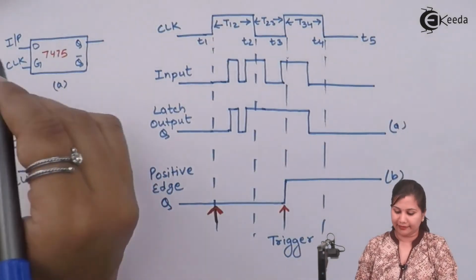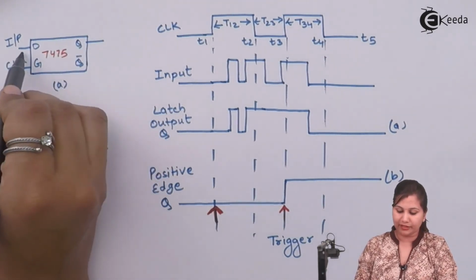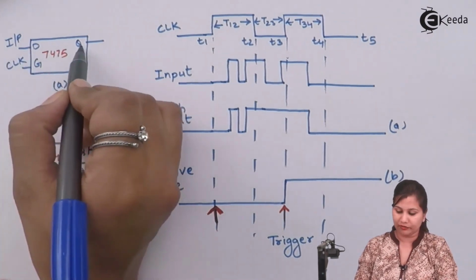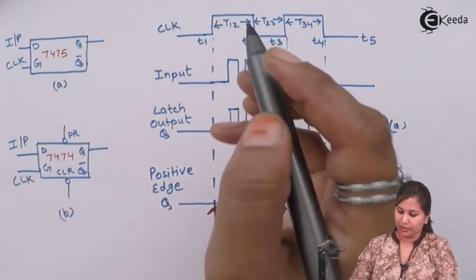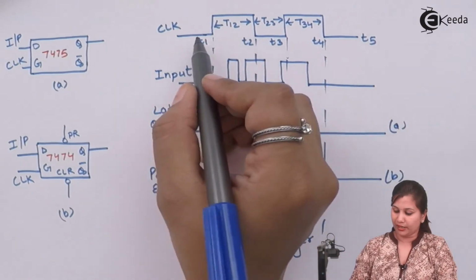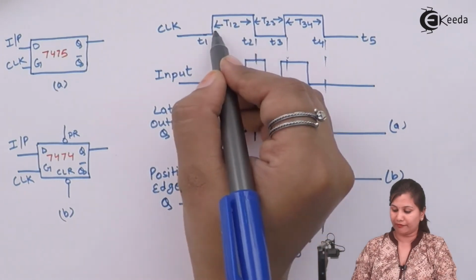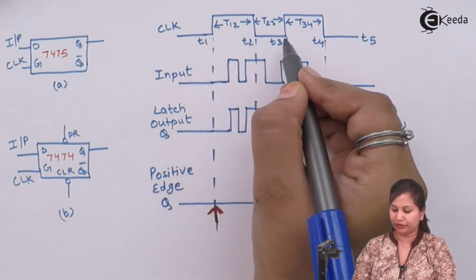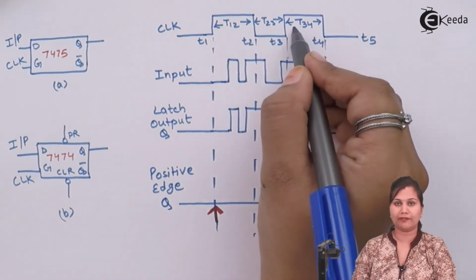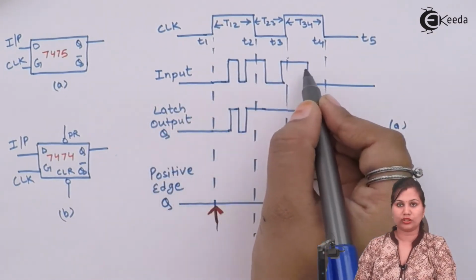This is the diagram for it. We have the 7475, the latch. It has the input at D, and we have a clock here. Then we have the output Q. Now this is the clock cycle, which is showing all the connections here. In the clock, we have the first time period, from T1 to T2, then T2 to T3, and from T3 to T4. Now this is the input which we are giving to the latch.